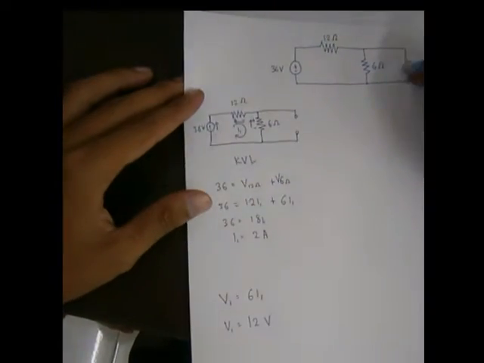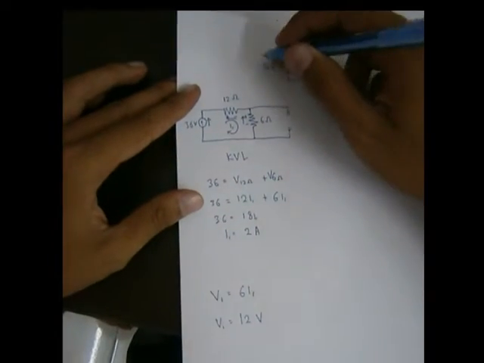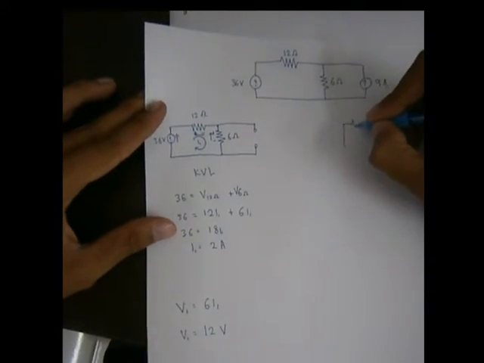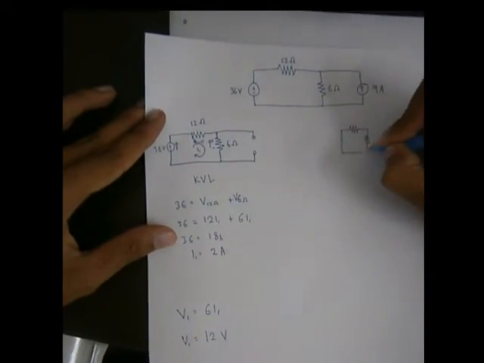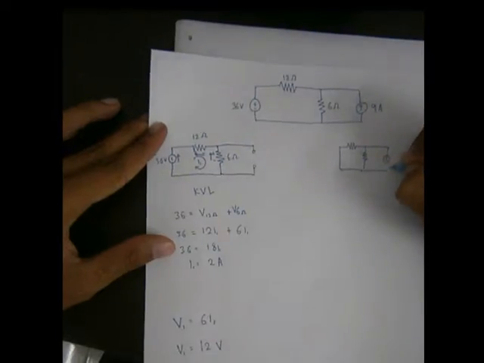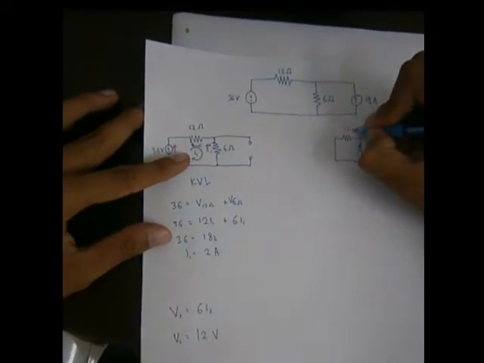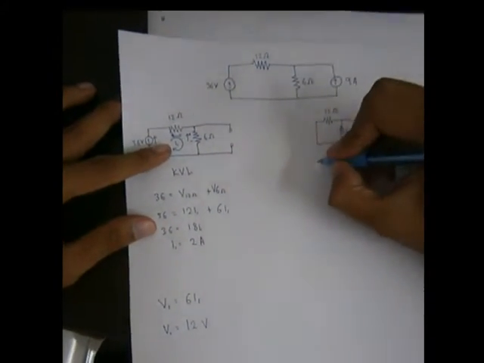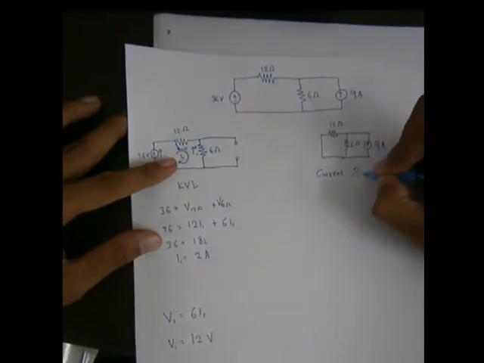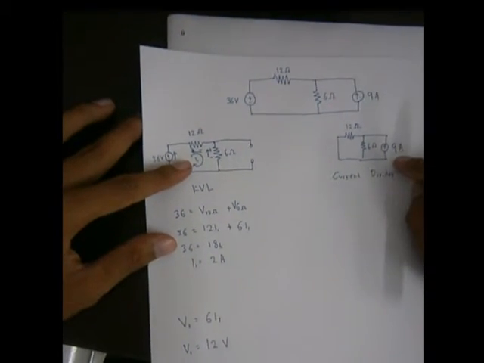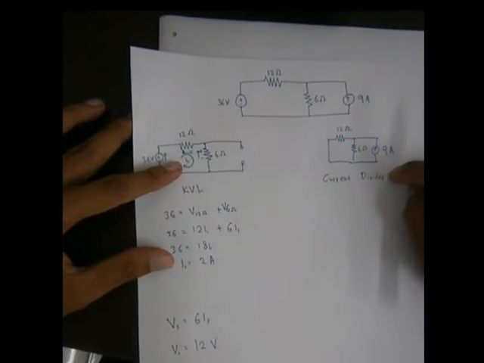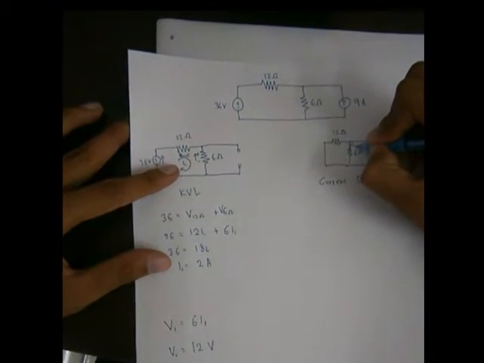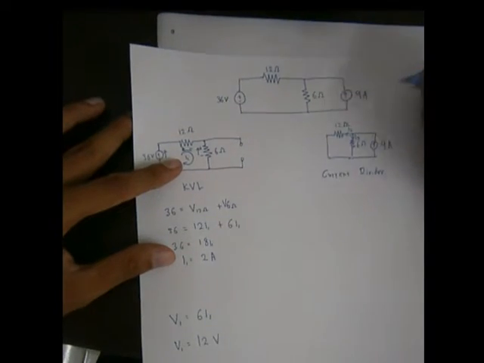Next, I'm going to choose the current independent source, and I will draw it back, replacing the voltage independent source with a short circuit, and we will use the current divider law. The 6 ohm will be I3, and the 12 ohm will be I2.